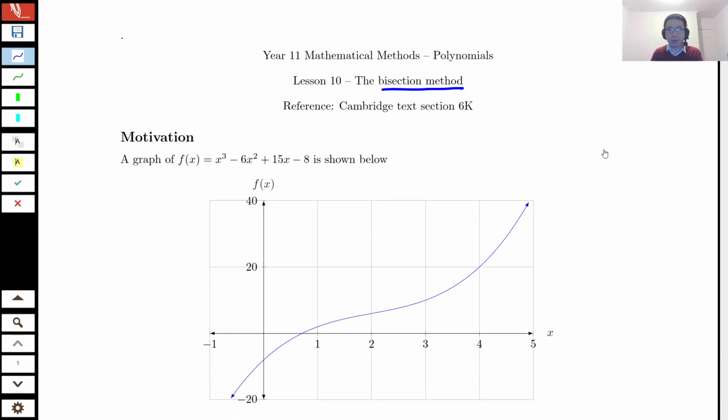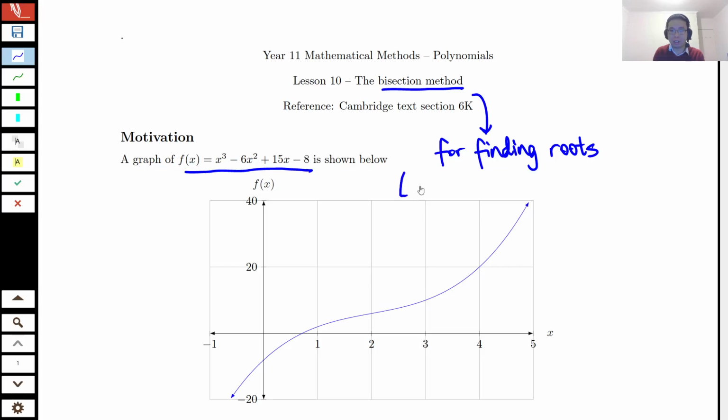So I'm going to start by looking at this function. It's a cubic polynomial. And the bisection method is a way to find roots. A root is a solution to the equation f of x equals 0. So this is a horrible cubic function, and I know I have some x-intercept here between 0 and 1, and the question is, what is the value of this root?